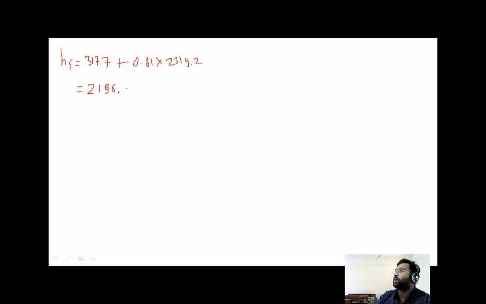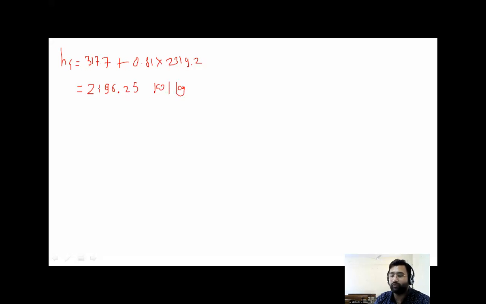Now, if you are doing it by calculator, then the answer should be the same. What is your answer? Check. 2196.49? Check. If you are using the same calculator, then the answer should be the same. Are you calculating? 2196.25, okay. So kilojoule per kg.